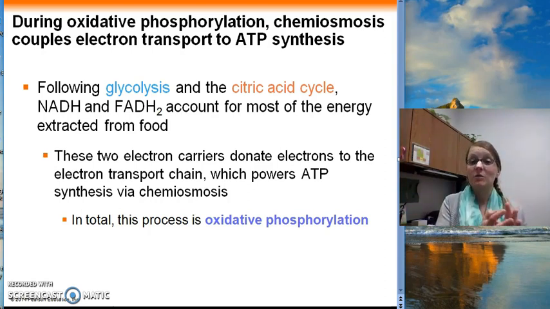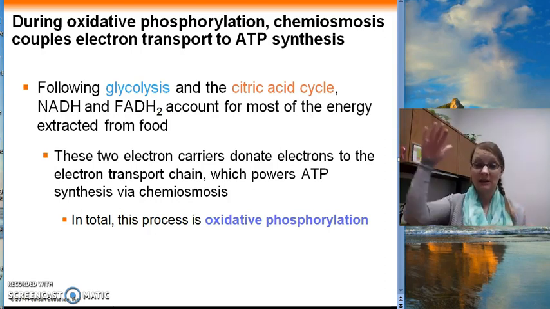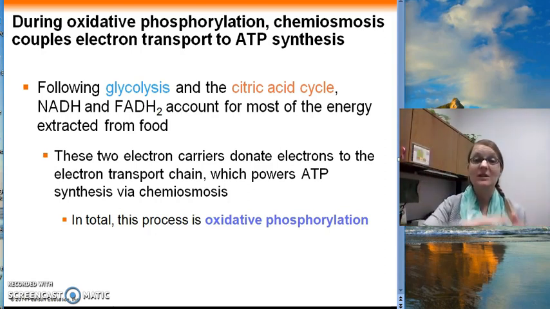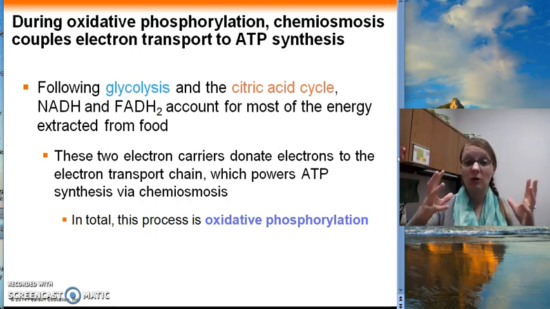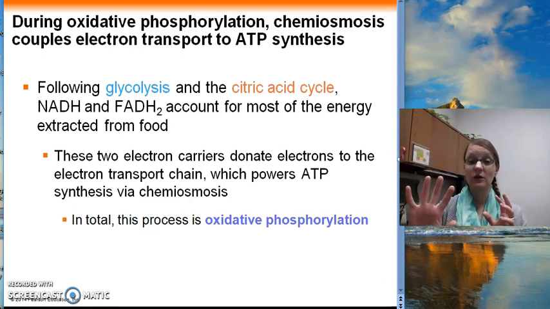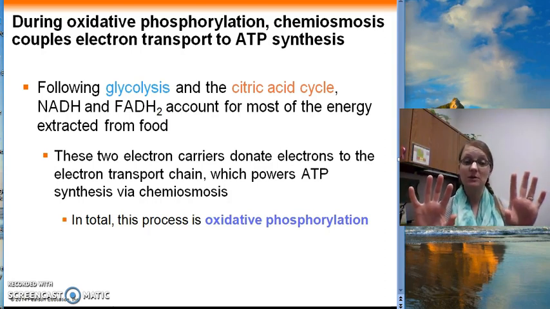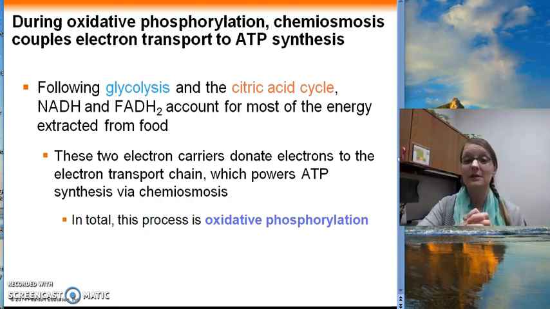Well, they're going to take them, remember, to the electron transport chain, right? That series of proteins. So it is going to take those electrons, play hot potato with those, allow them to give up some of their energy, and then the energy that they give up ends up powering ATP, and this process is called chemiosmosis, and we'll talk about it in one of the next slides. In total, taking the electron transport chain plus chemiosmosis, this is actually the whole process of oxidative phosphorylation, that very last step in cellular respiration.